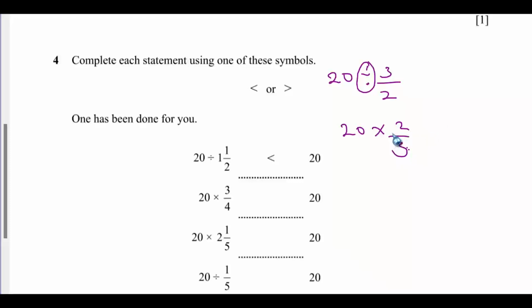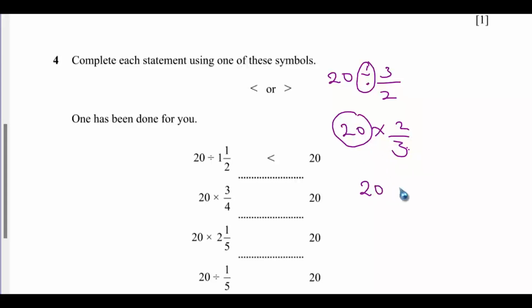So this will give us a number that is less than 20, okay? Of course, you don't need to do the solution, but since the denominator is bigger than the numerator, it is going to reduce 20, okay? So this will be like 40 out of 3, and if you divide by 3, you know it will definitely be less than 20.